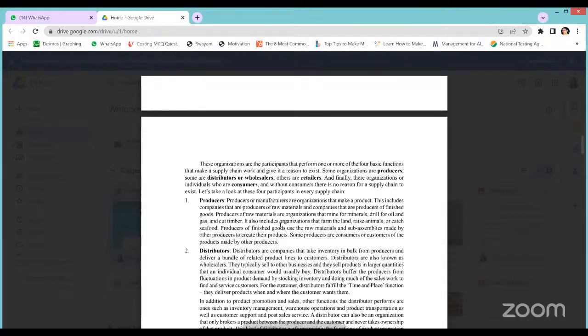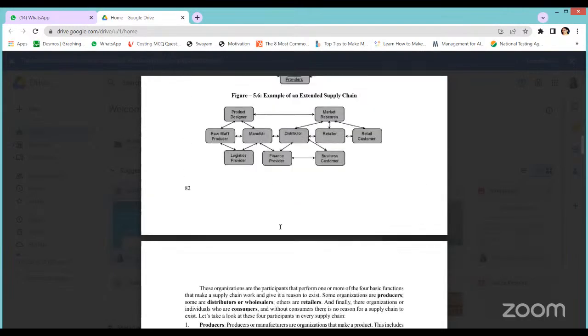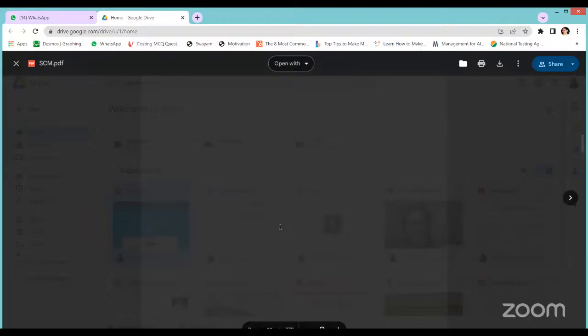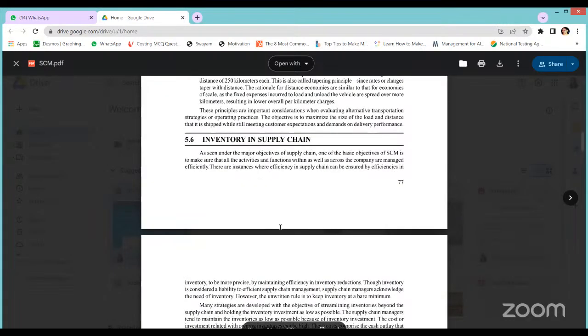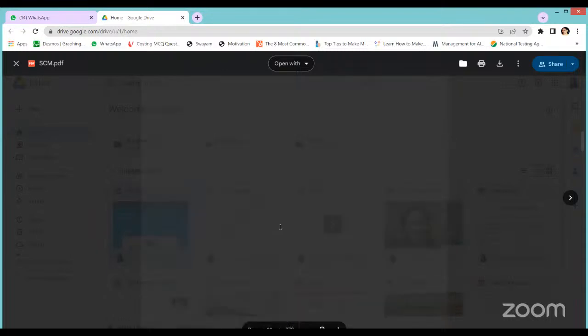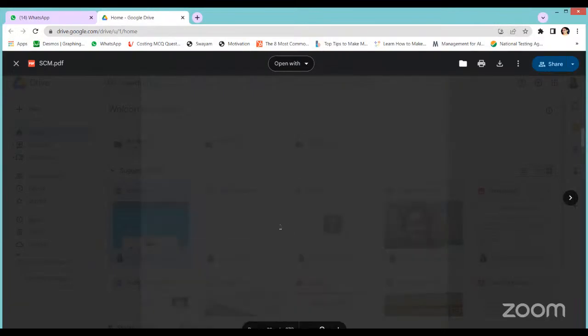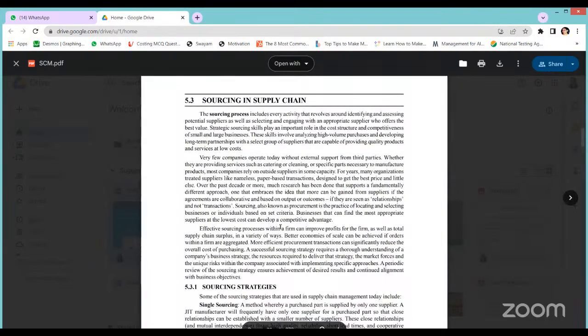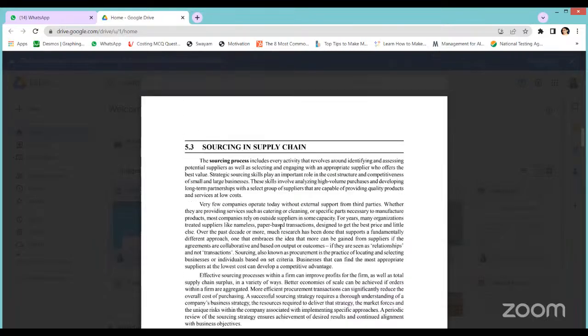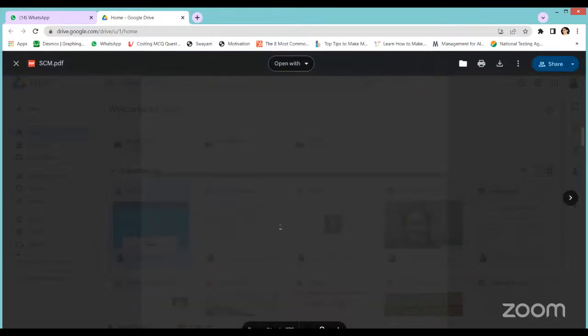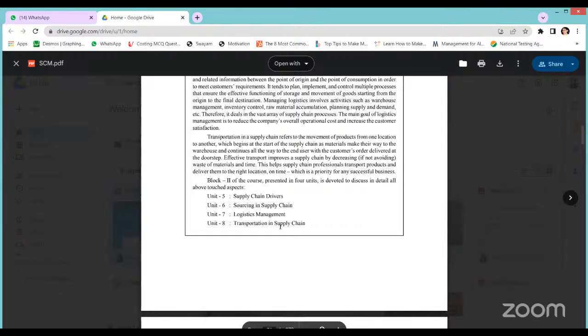Today's topic: supply chain drivers. What are these drivers? What is their importance? How do these drivers perform? What is the concept, and what are the models and strategies that the organization adopts? And the role of inventory in supply chain management is what we are going to learn under this topic.